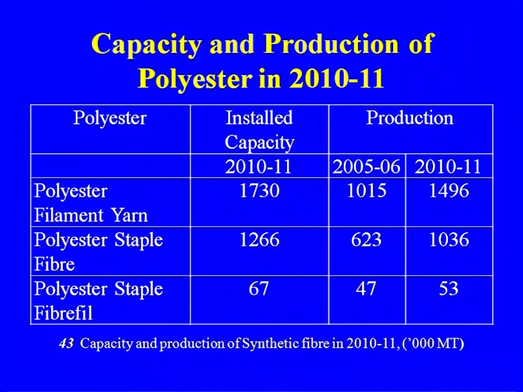This is the capacity and production of polyester in India. We have polyester filament yarn, staple fiber and fiber fill, so these are the three categories of polyester that are available. This is the installed capacity and this is the production. All the figures are multiplied by 1000 tons.